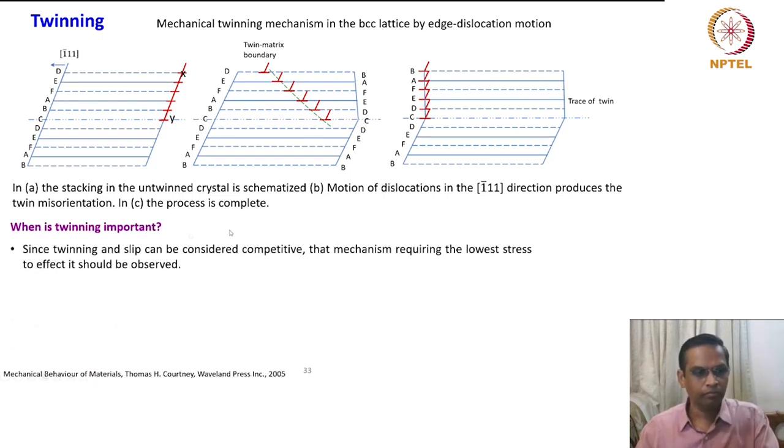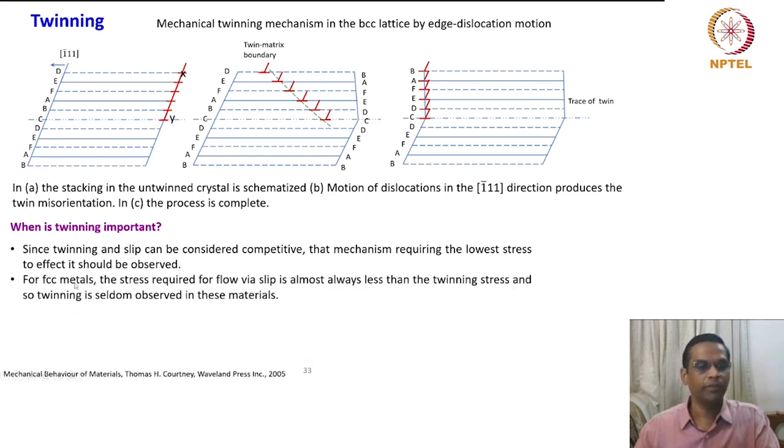When is twinning important? Since twinning and slip can be considered competitive, the mechanism requiring the lowest stress to effect it should be observed. So, when is twinning important? Is the question itself relevant only in the case of cubic materials? In HCP, by default, we can say that twinning will be the bulk deformation mechanism, right? But given this situation, whichever mechanism requires the lowest stress, whether slip or twin, will be observed. For FCC metals, the stress required for flow via slip is almost always less than the twinning stress, and so twinning is seldom observed in these materials.